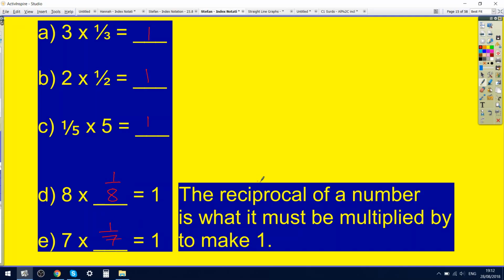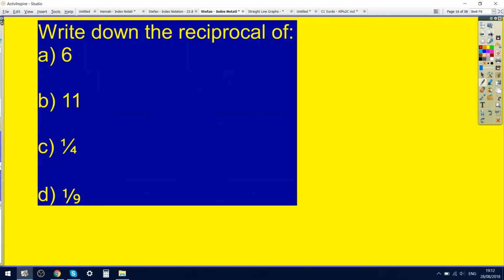Yeah. And so the reciprocal of a number is what it must be multiplied by to make 1. And so the reciprocal of 3 is 1 over 3. The reciprocal of 2 is 1 over 2. The reciprocal of 1 over 5 is 5 over 1, or just 5. So what's the reciprocal of the first one? And the last one.